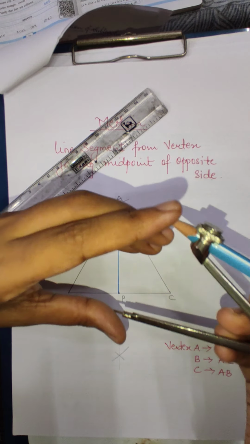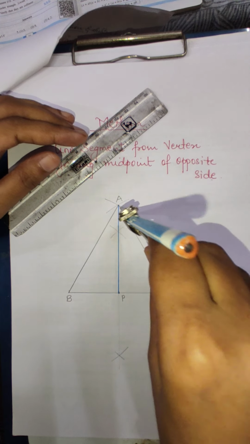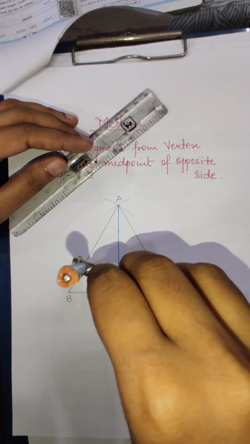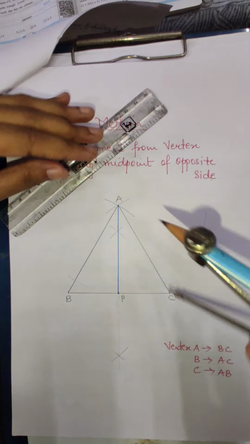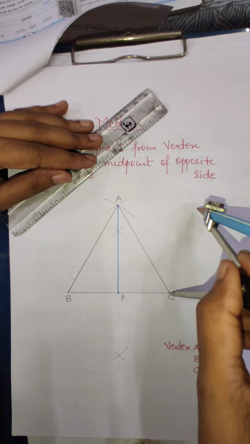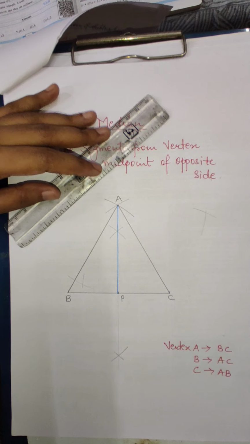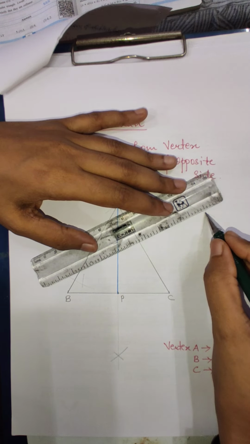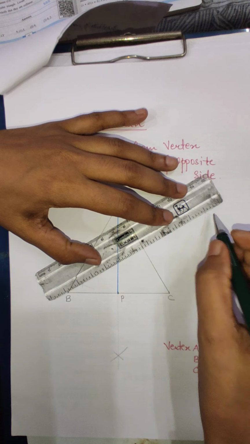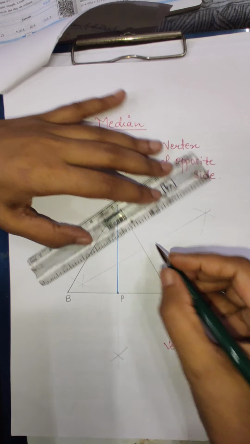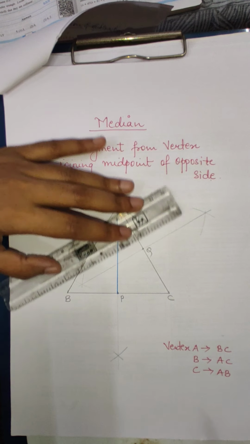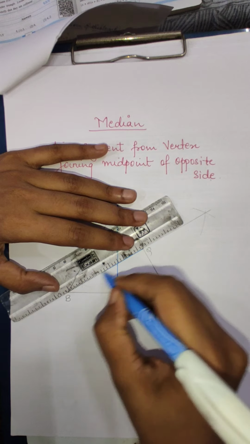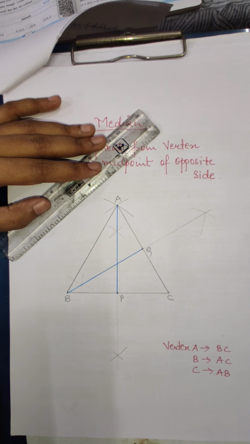Similarly, draw the perpendicular bisector of line AC. Take more than half distance. Make an arc here and this side. Again same distance. So you get the point of intersection. Draw a line. You get the point. Name it as Q. Join B and Q. So this is your median.